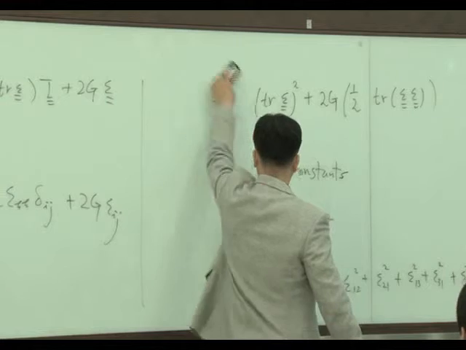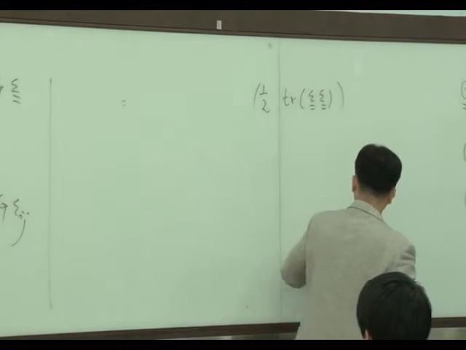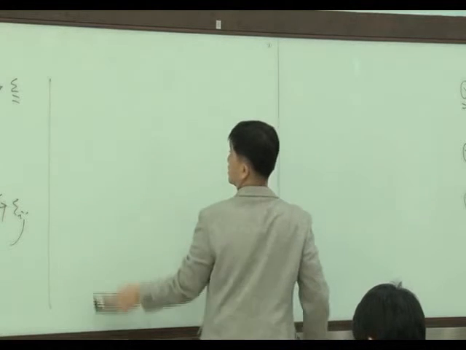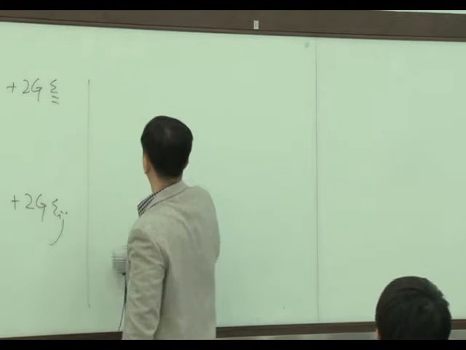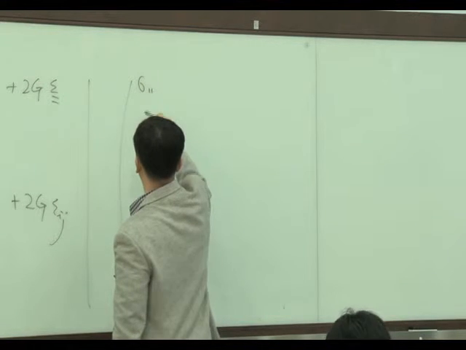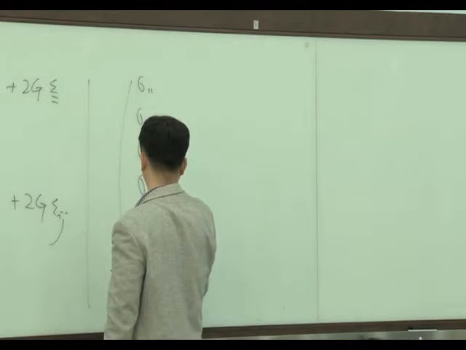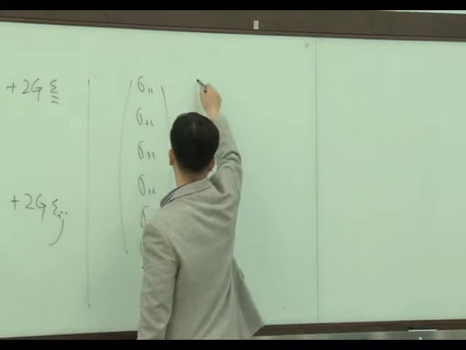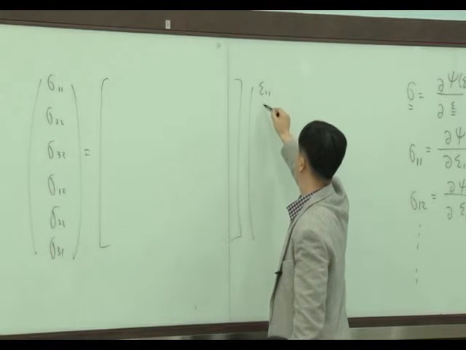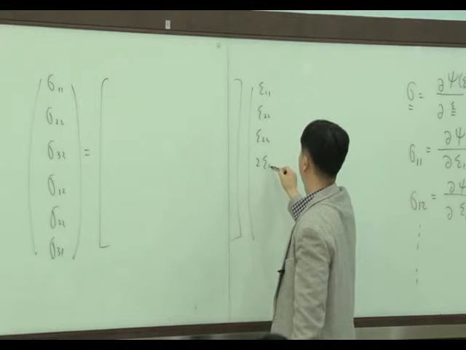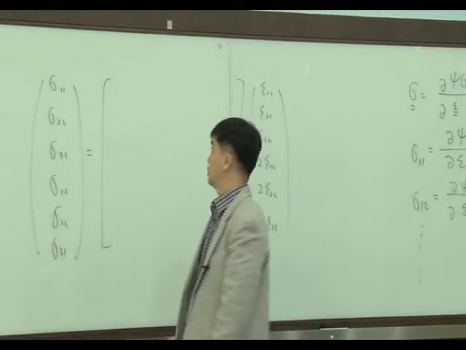So for isotropic linear elastic material, we can calculate the full material matrix C, which equals, okay.